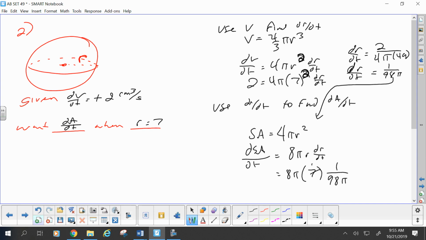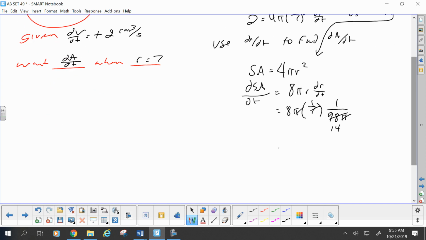So I could take 7 into 98 and get 14. And the pi's divide away. 8 and 14 reduce down to 4/7, and what are the units on area change with time? Centimeters squared per second. So that was a good question. It had an indirect relationship.